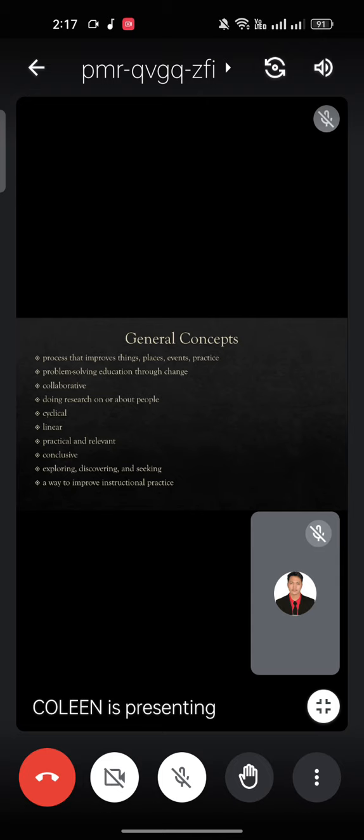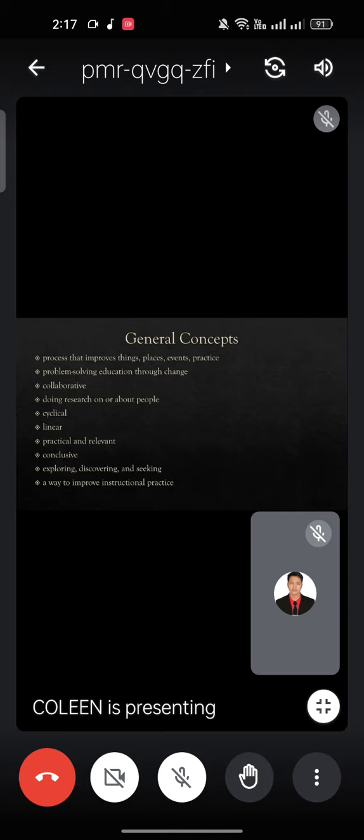Next, how about if it is an individual work? Is it still possible to develop a collaboration when you work on your action research? If you are working alone, the answer is yes, because you involve your respondents. You need their response in gathering data about your investigation. You engage your respondents in your investigation. Action research is doing research on or about people.